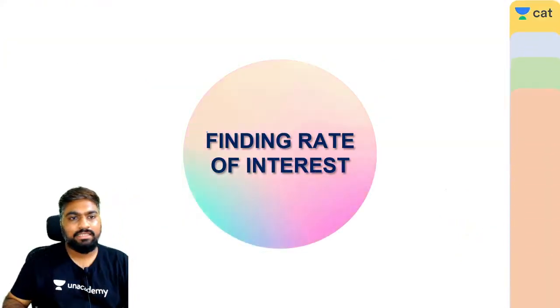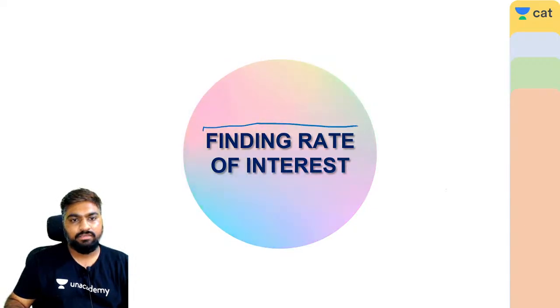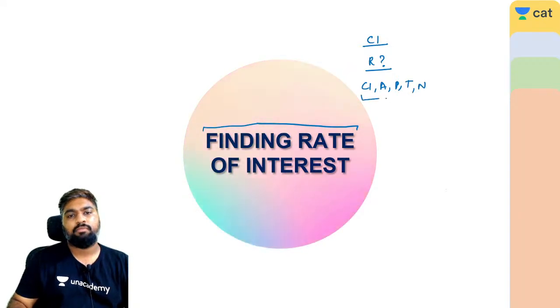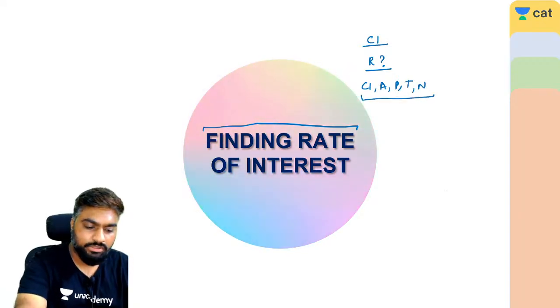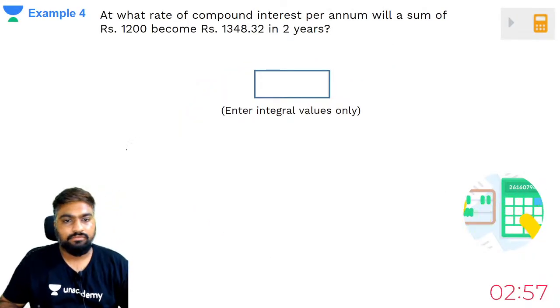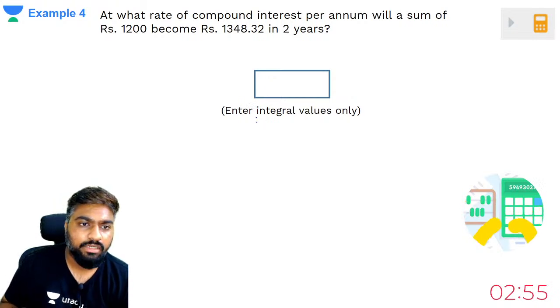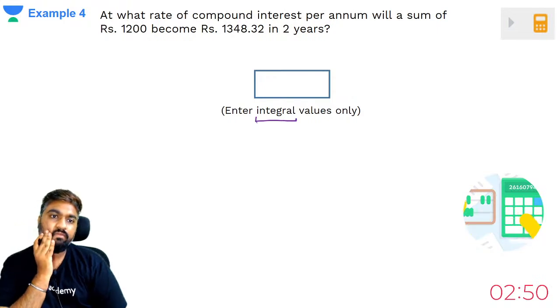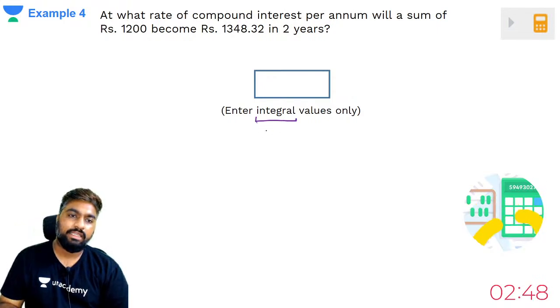Now let's do some questions where we have to find the rate of interest. In compound interest we have to find what the rate of interest will be. We will be given the compound interest, amount, principal, time, and also the number of compounds if there are any. Cool? Let's try. Read this question. This is a theta question. We need only integral values. Please be careful about this. Integral means only integers, natural numbers.